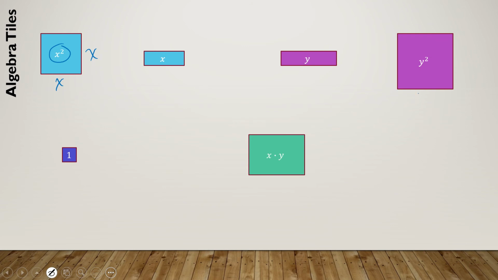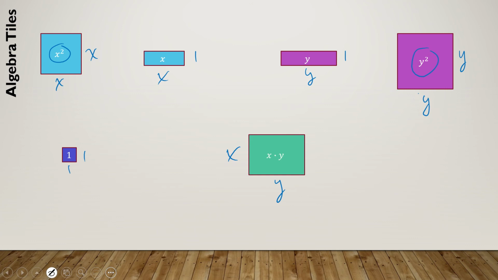So as important as the name is, it's also important to realize that there's dimensions for each of these, right? 1 times x is an x tile. 1 times y gives me a y tile. This tile is y units by y units. That's why this is called y squared. This tile is x units tall and y units wide. It's xy. And then we've got our unit tile.